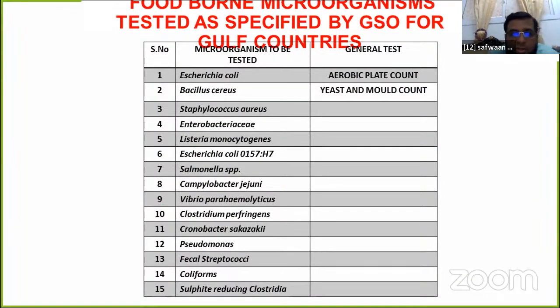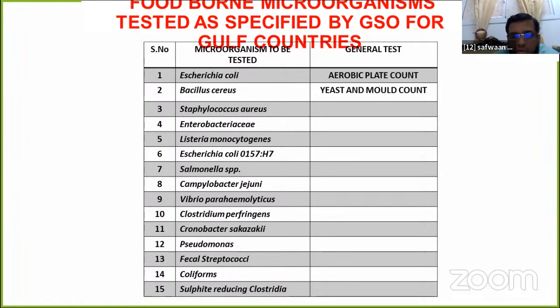These are the tests which are done in the Gulf countries for microbiology diagnosis of food. These are 15 pathogens here, and there are two general tests: aerobic plate count and yeast and mold. E. coli, Bacillus cereus, Staph aureus, Enterobacteriaceae family, Listeria monocytogenes, E. coli O157:H7, Salmonella species, Campylobacter jejuni, Vibrio, Clostridium, Chronobacter sakazakii.